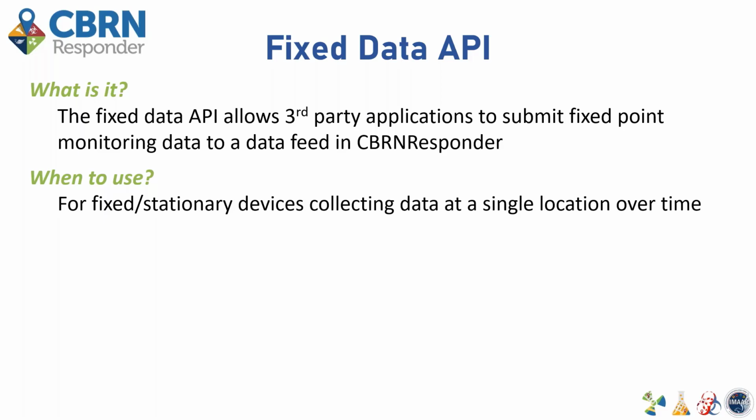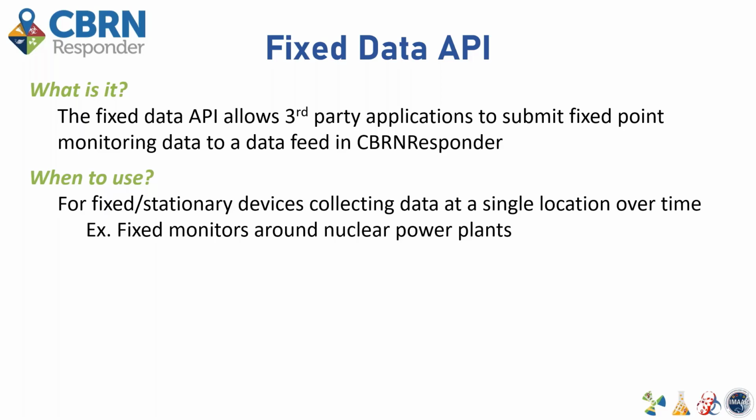If you have equipment that is not stationary, where you are moving around with it, swinging a meter or something on your backpack perhaps, you would be using a different API. I'm not going to get into that today, but this is specifically for that fixed stationary device. An example of this is fixed monitors around nuclear power plants. I'll get into an example later, but New Jersey has fixed monitoring set up around their nuclear power plants, and they have those multiple devices all connected to the one data feed in CBRNResponder.